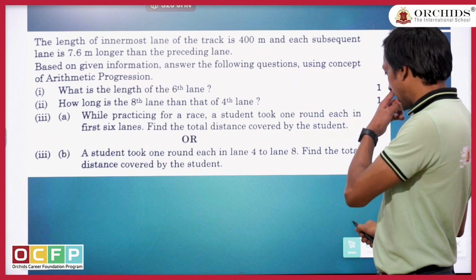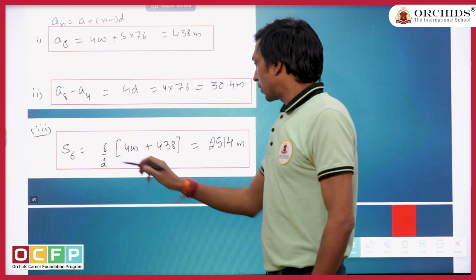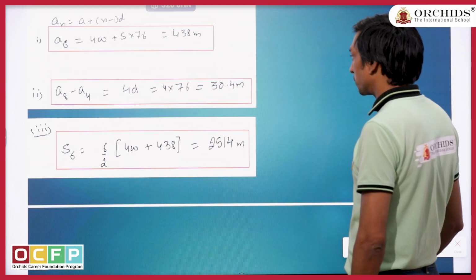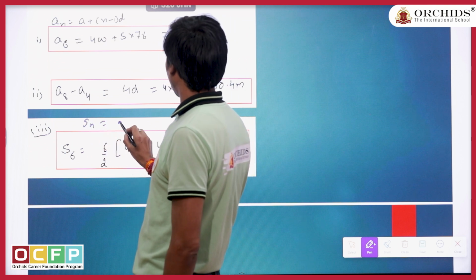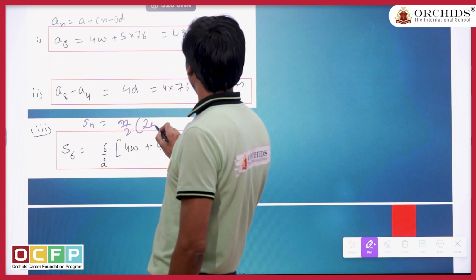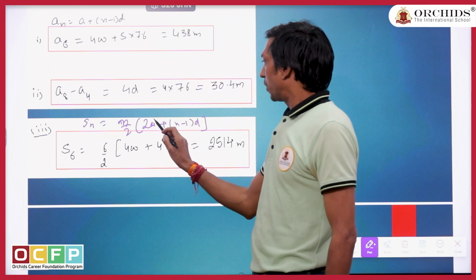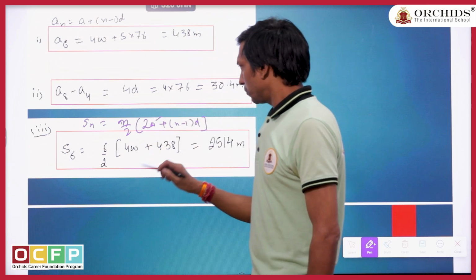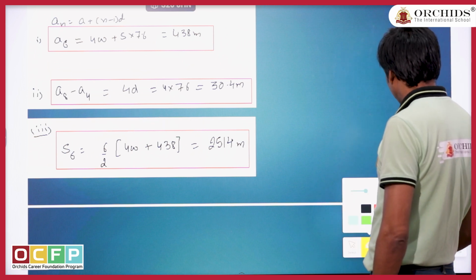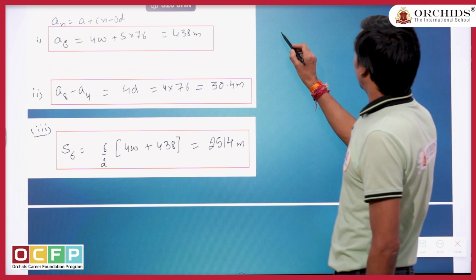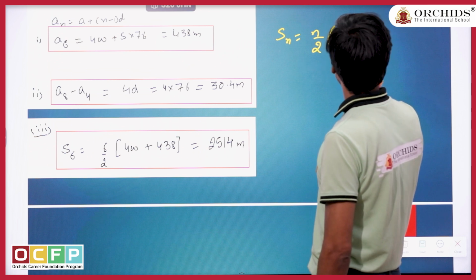So in this case, they are interested in calculating what? The sum of the first 6 terms, and the formula for that is what? The sum of n terms, S_n, is equal to n by 2 into (2a plus (n minus 1) into d). If you apply this formula, the first term is already given to us. We can apply this, but we can use another formula in this case. We know another formula for calculating S_n: n by 2 into (first term plus last term).